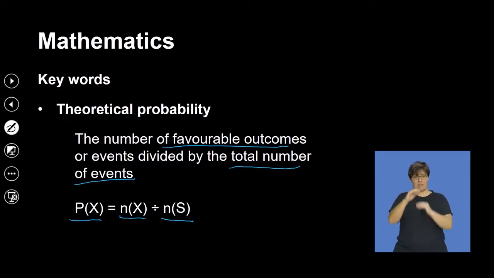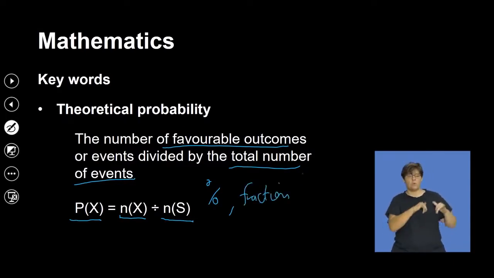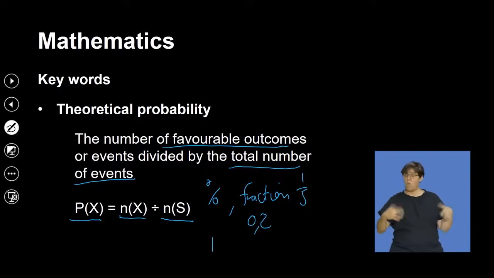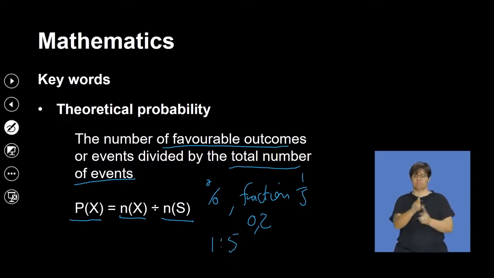Just be aware that this can be represented as a percentage, it can be represented as a fraction, and that could be a common fraction, something like 1/5, or it could be represented as a decimal fraction, or it could even be represented as a ratio, something like 1:5. All of those are possible representations of probability.